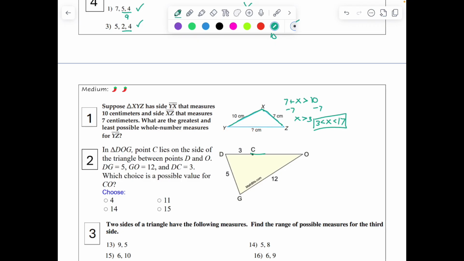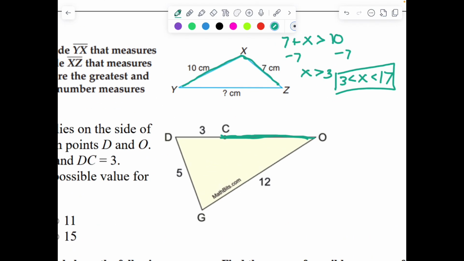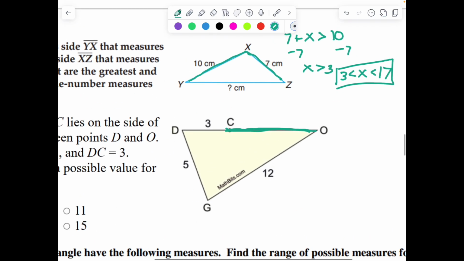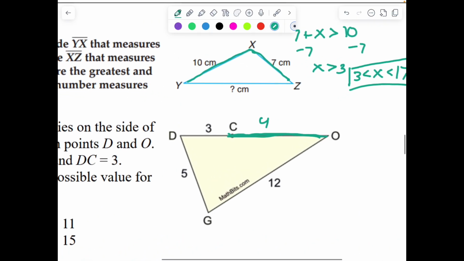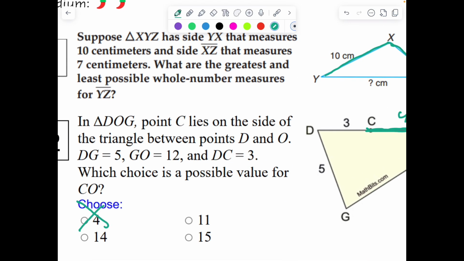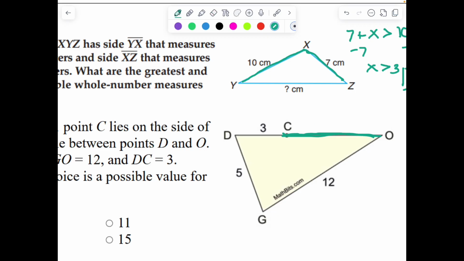Okay, we've got triangle DOG here. What is a possible value for CO? All right, this one, let's see. If this is the longest side, well, actually, let's check these. If this was 4, this would be 7 and 5, which 7 plus 5 equals 12. We would need that to be bigger than the longest side. So 4 is not going to work for us.